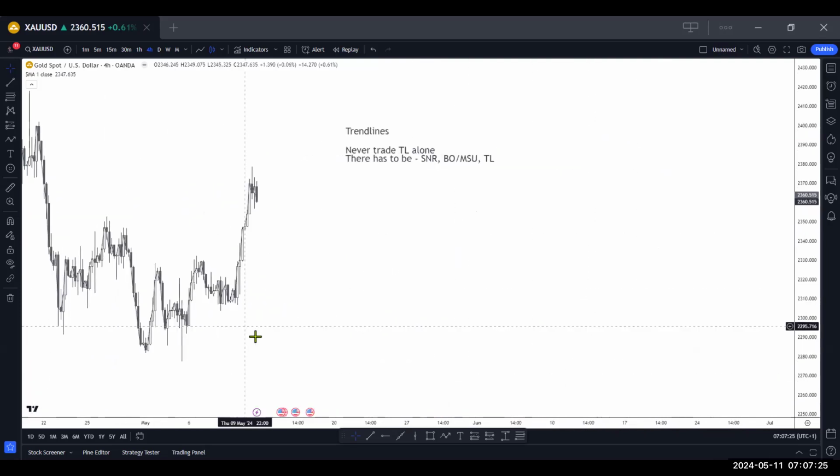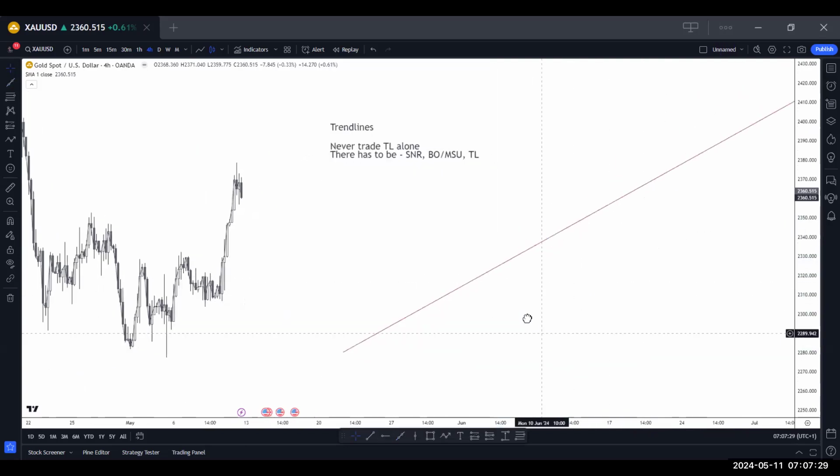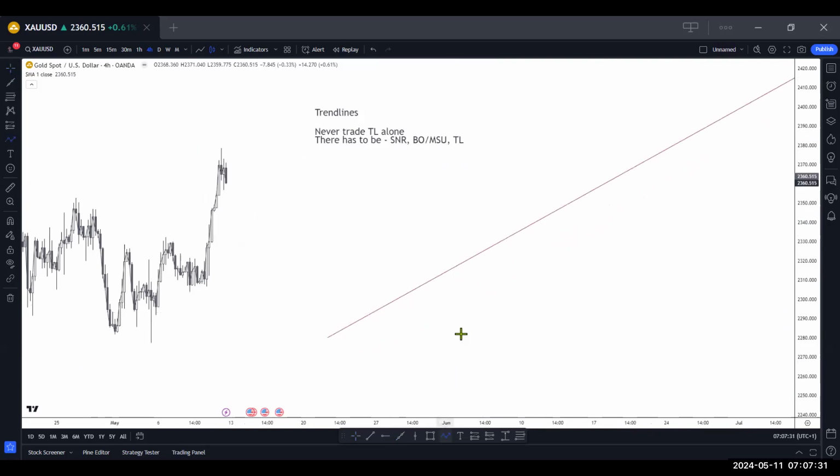Okay, trend lines. When you have a trend line like this, we draw trend lines with the closing price, and then we enter on the third touch.